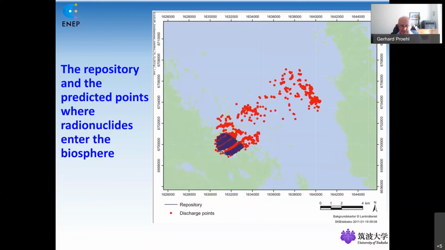Here you see a scheme. The dark blue one is the repository and the limits of the repository, and the red dots are the discharge points. Here you see the predicted discharge points and where radionuclides might enter the biosphere. In some of these places today we still have the sea, but in 1,000 years or 5,000 years there may be land or pasture or whatever.